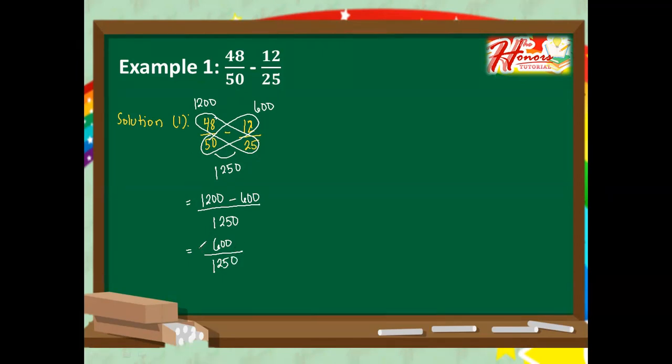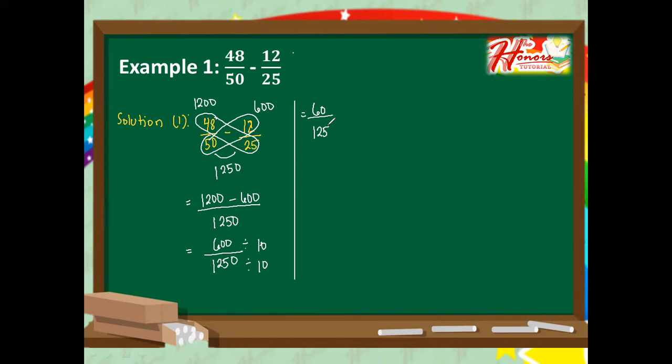Okay? So just think of a number that can divide the numerator and denominator at the same time without remainder. So we can divide this by 10. So 600 divided by 10, and that is equal to 60. 1,250 divided by 10, that is 125. So this is not the final answer.